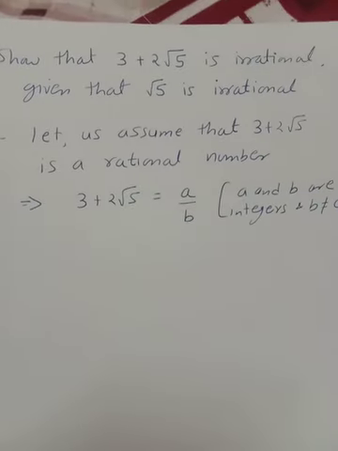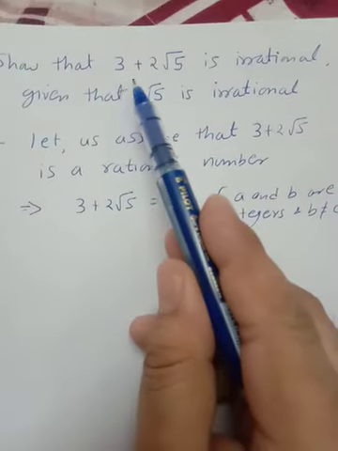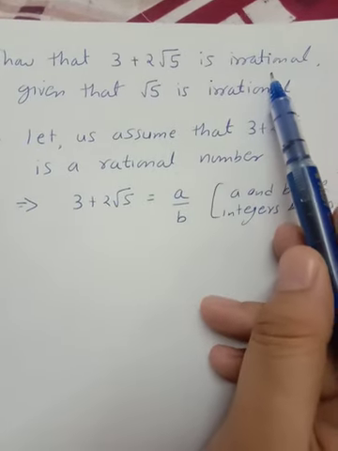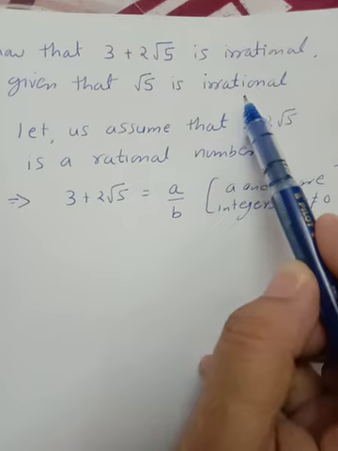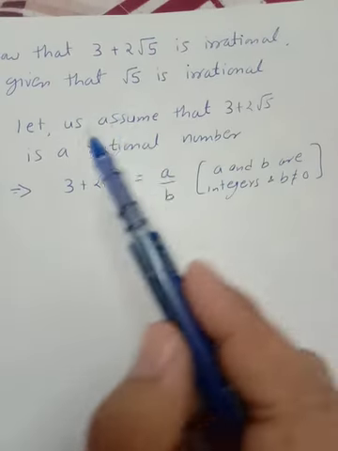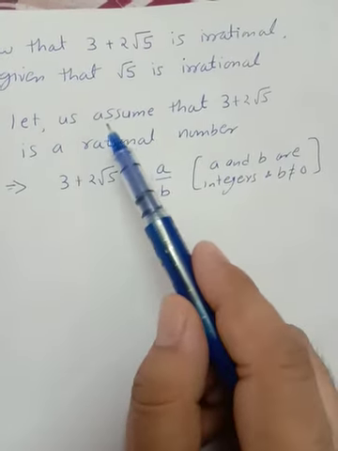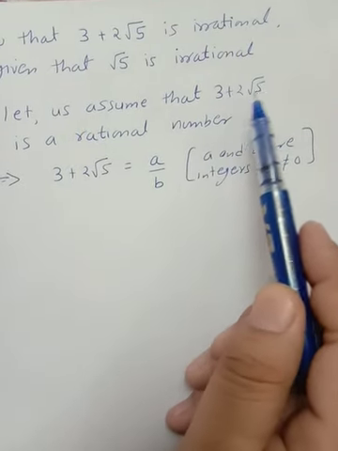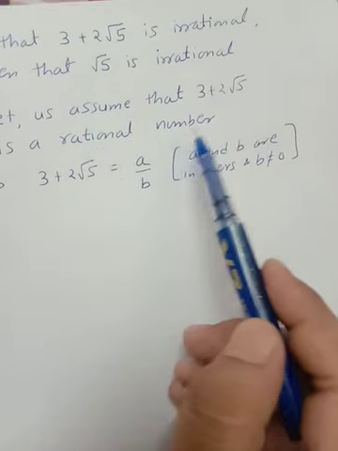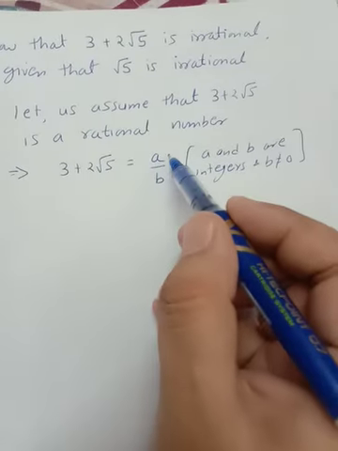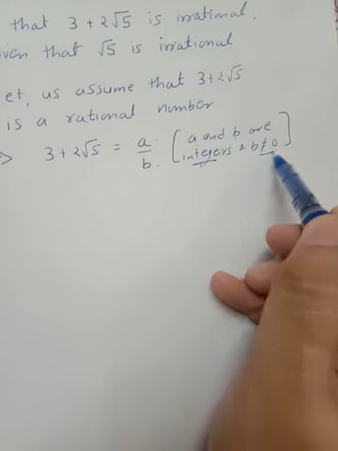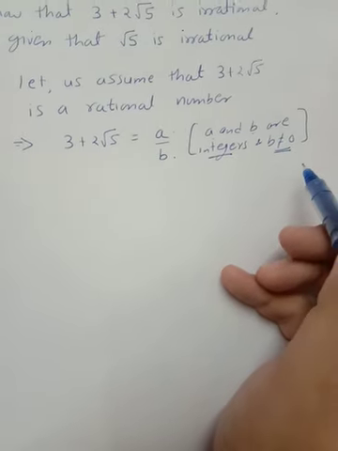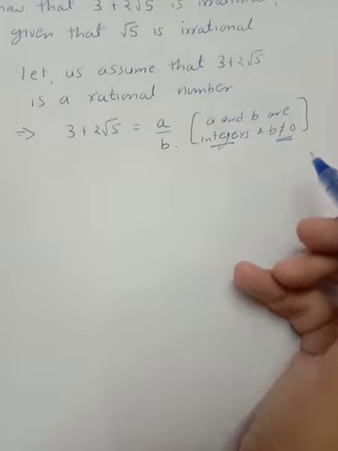So now there is one more type of question. The question is you have to show that 3 plus 2 root 5 is irrational. And it is given here that root 5 is an irrational number. So for this type of question, we follow the same steps. Let us assume that 3 plus 2 root 5 is a rational number. A rational number can be written in the form a by b, where a and b are integers and b is not equal to 0. Here there is no need to show that a and b are coprime.